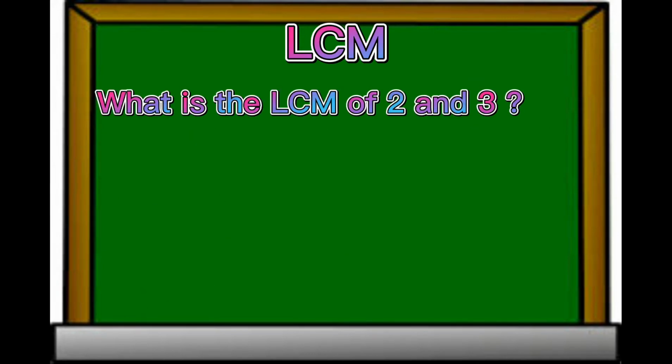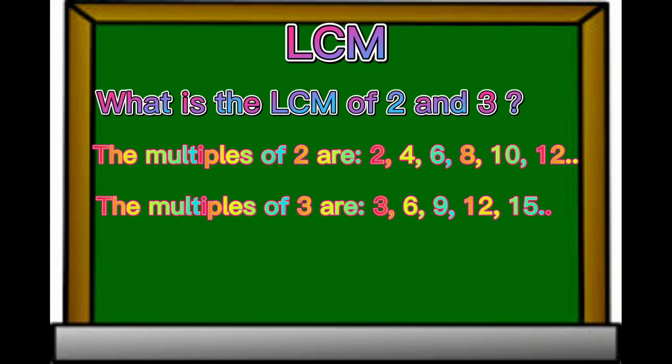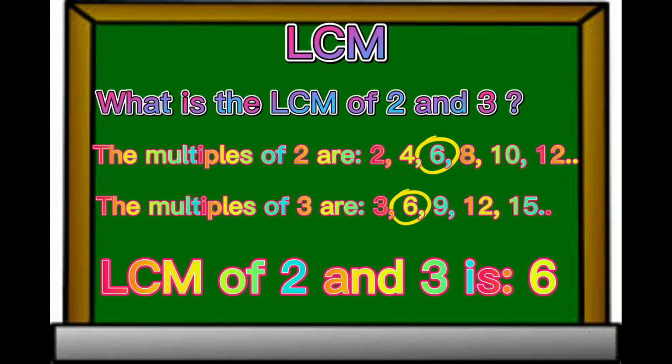What is the LCM of 2 and 3? The multiples of 2 are 2, 4, 6, 8, 10, 12. The multiples of 3 are 3, 6, 9, 12, 15. The LCM between 2 and 3 is 6.